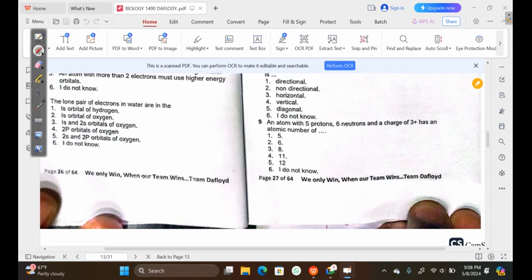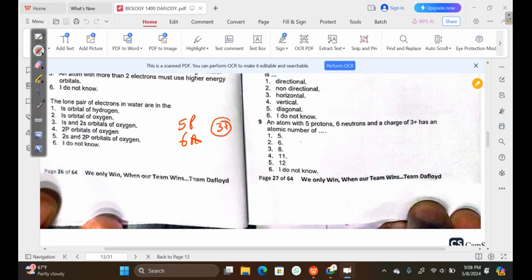Question 9. An atom with 5 protons, 6 neutrons, and a charge of positive 3 has an atomic number of. So we're looking for the atomic number. This atom has got 5 protons, then 6 neutrons, with a charge of 3 plus. If an atom is positively charged, what does it mean? It has gained or lost? Lost electrons, right?